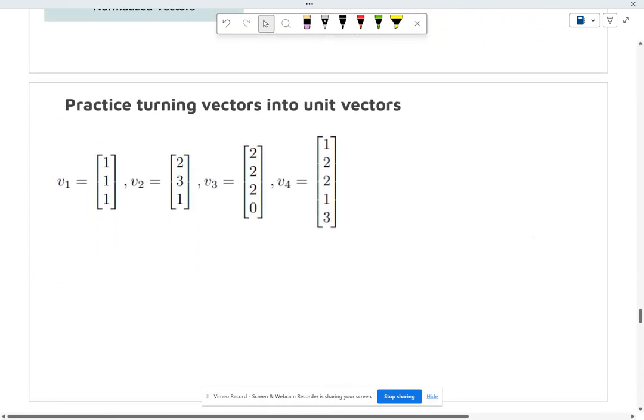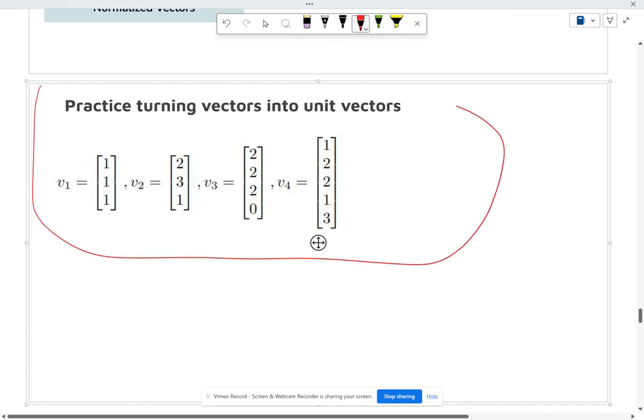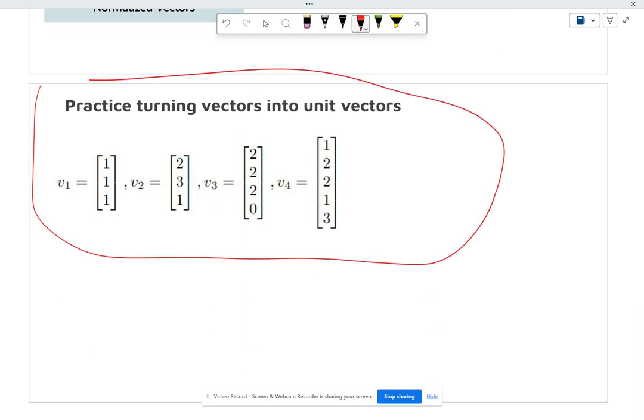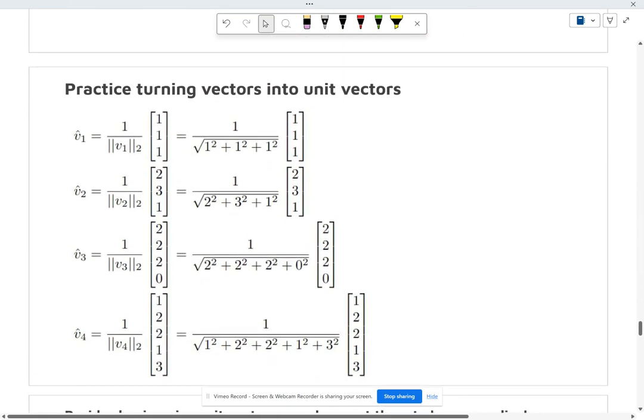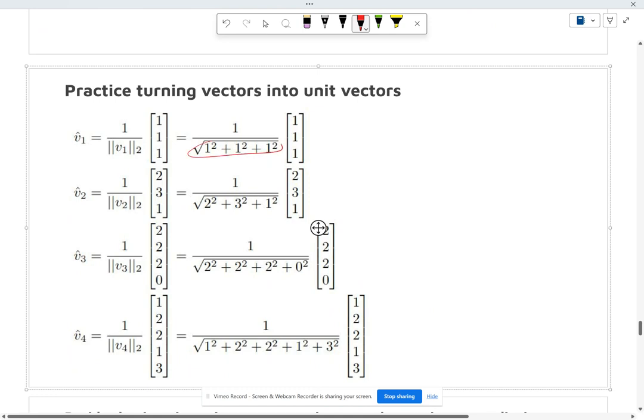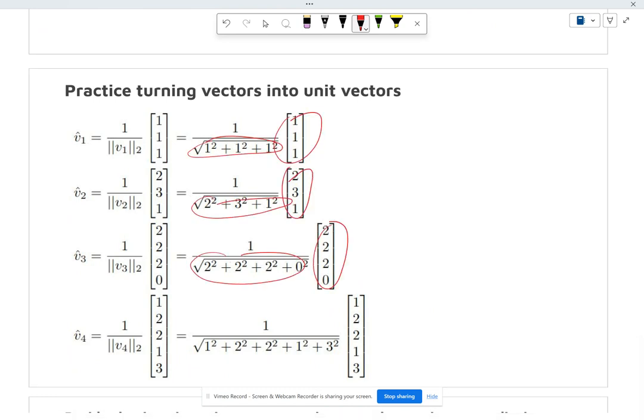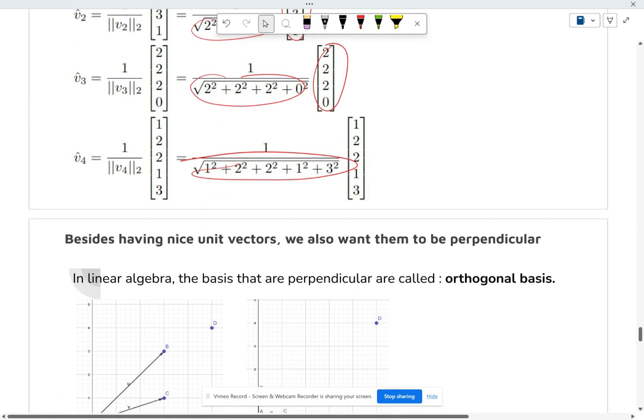Okay, so now you want to pause the video again and give this a try. Practice turning these vectors into unit vectors. Pause the video. I'm going to move on. So you will see I just calculate the L2 norm and then I divide each vector by the L2 norm. So not hard. That's how you scale it to the size of 1.